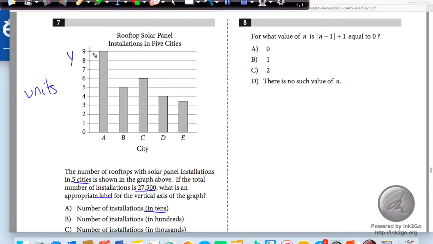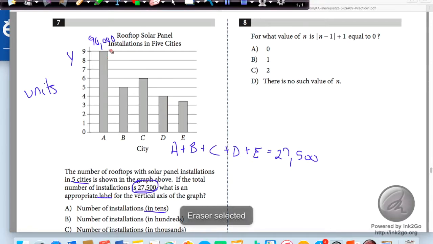First off, if you did tens of thousands, then this would be 90,000. But the total number of everything is 27,500. You know right out of the gate that if A plus B plus C plus D plus E is going to give you 27,500 total, A alone is 90,000. If it was in units of tens of thousands, that can't be right. So it's not going to be tens of thousands. We're going to work back.